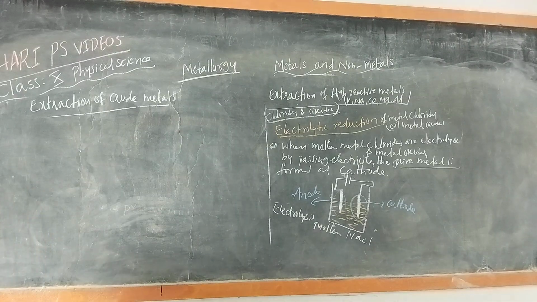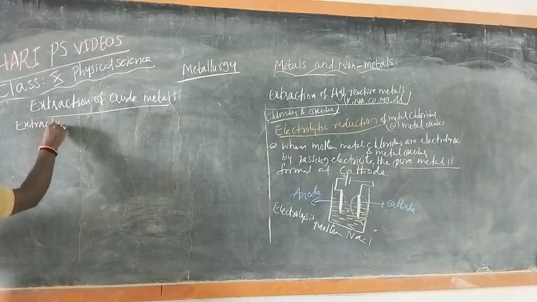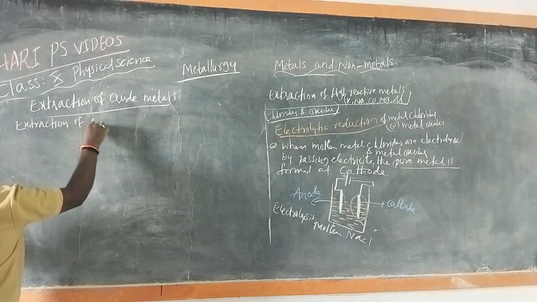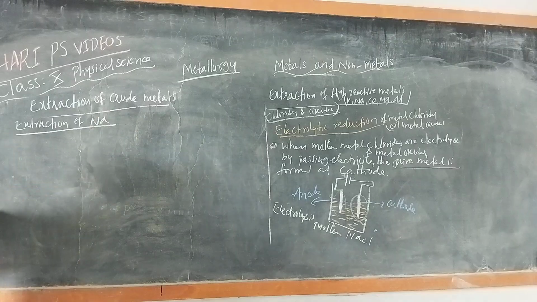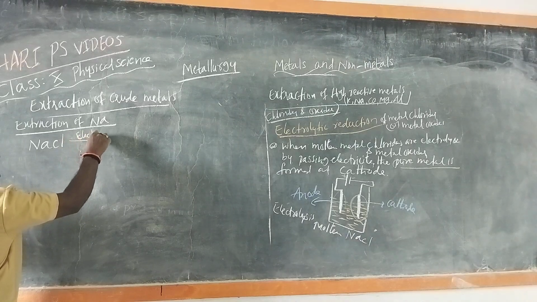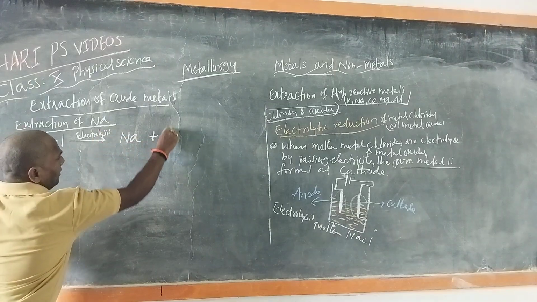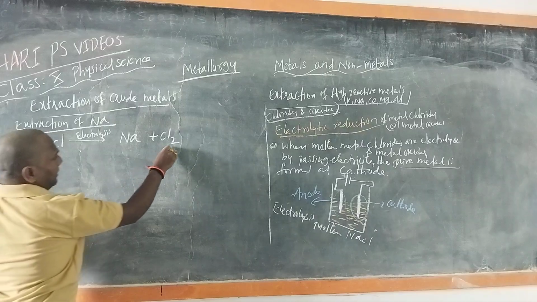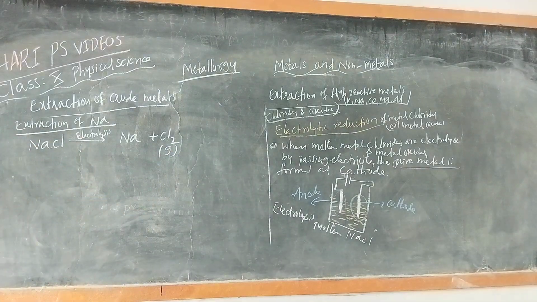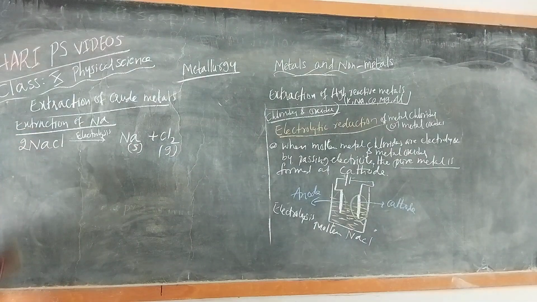Extraction of sodium from its respective ore. So, sodium chloride is the ore. When it is involved in electrolysis, it forms sodium and chlorine gas. So, it is a gas, and sodium solid, 2NaCl.